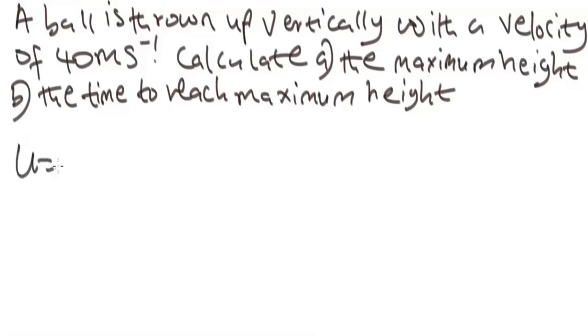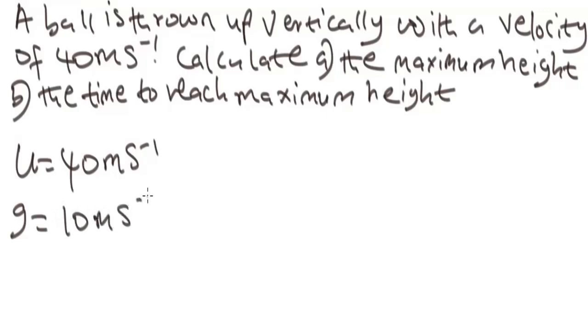Our initial velocity is 40 meters per second. Then our g will be 10 meters per second square. Remember, g will be negative, not positive. What else do we have? We're looking for the maximum height, so x is unknown. Then our final velocity v will be 0.